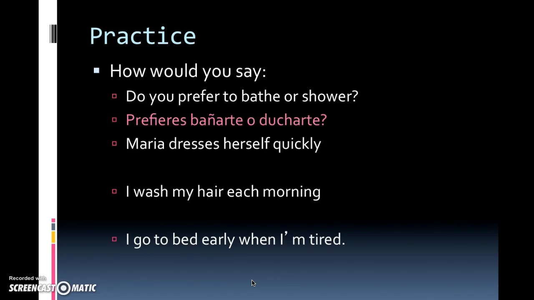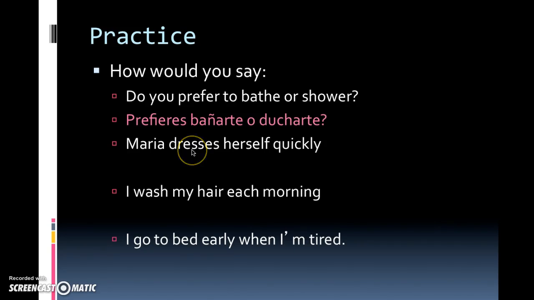Preferir. ¿Prefieres bañarte o ducharte? So, prefieres is the verb. Immediately after a conjugated verb is an infinitive. Just because I have an o there, there's another infinitive. I'm just saying or, so it's still going to be the same type of verb. ¿Prefieres bañarte o ducharte?